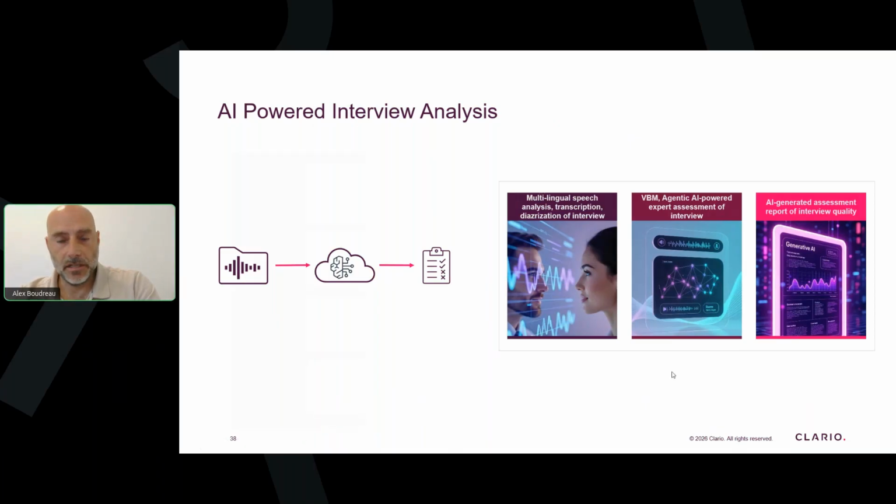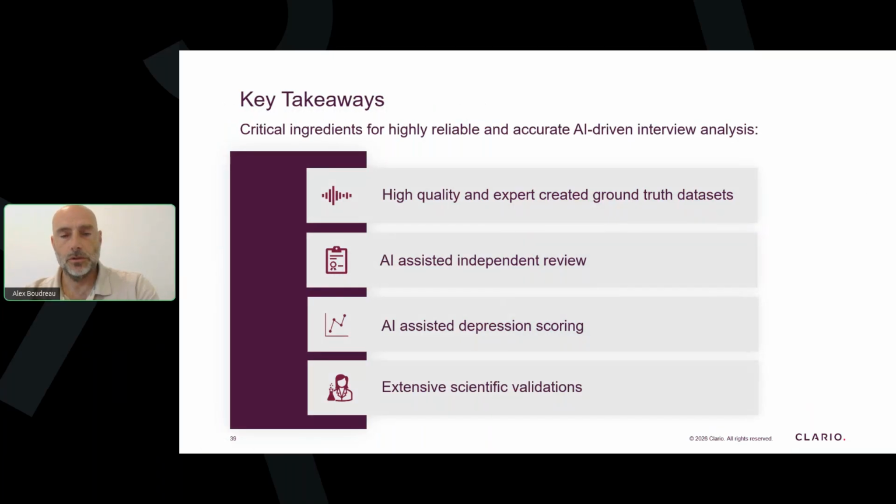We move on to the next slide. Just to conclude here, to highlight some of the key takeaways from this session. The critical ingredients for providing a highly reliable and accurate AI system for automated interview analysis require, first of all, a really high quality and expert-created ground truth data set. This is really critical. You cannot use mock data and mock interviews.